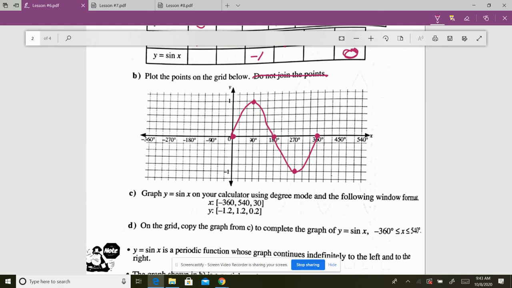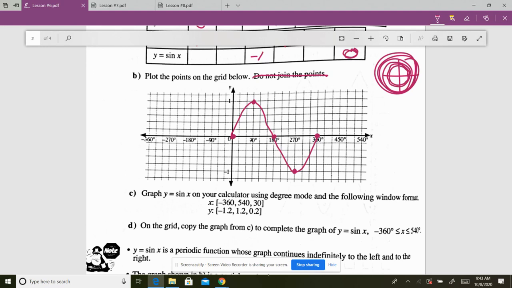Now, the reality is, this is a restricted domain. I've plotted all the points in one complete circle, right? 0 to 360. But I can keep going. I can keep going around again to 720 and so on. And you just keep going. So that means the graph can keep going in both directions.